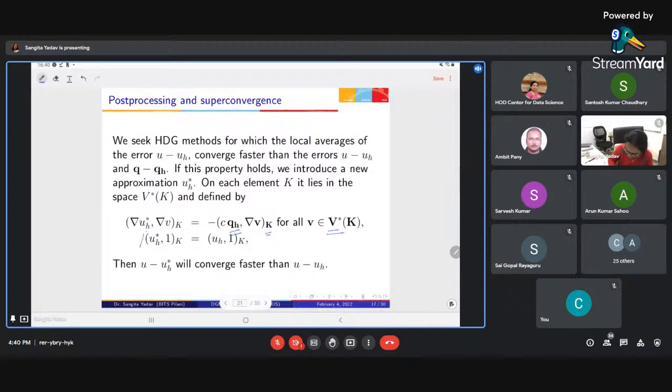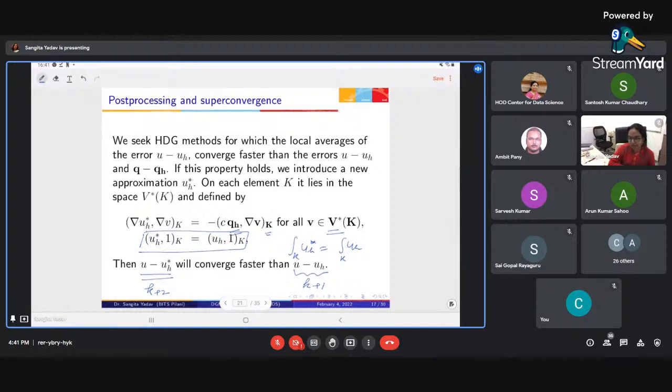for every element K. And then we also require this condition, that UH star has the same mean as your solution UH over each element K. In that case, this U minus UH star, that is the error in the solution, is going to converge faster to 0 than the error U minus UH. So that's what we say, higher order convergence. Here you are going to get k plus 2, and here you have k plus 1. Okay. So that's all about the HDG method.